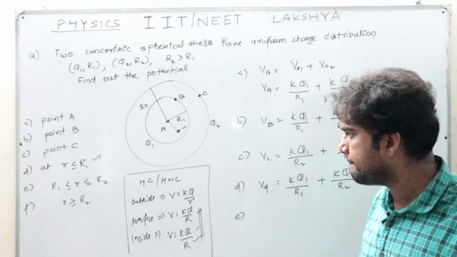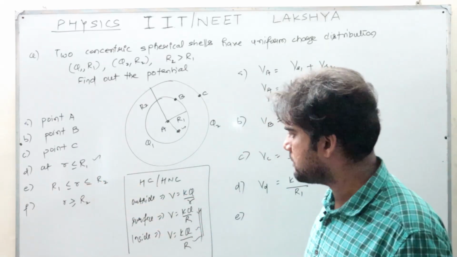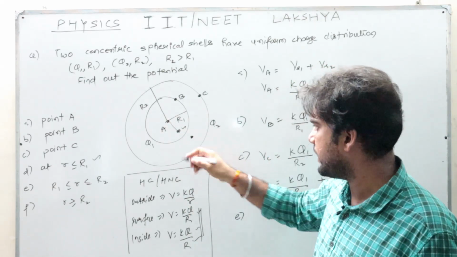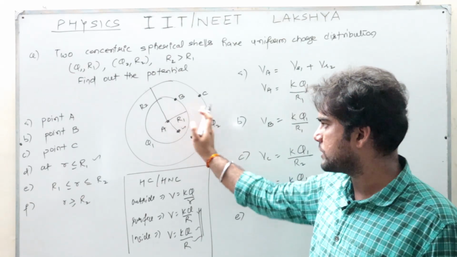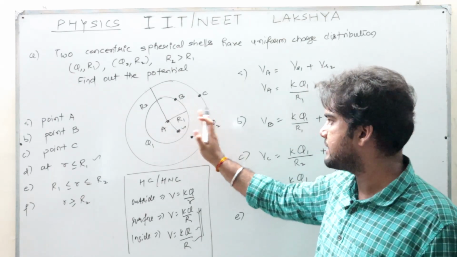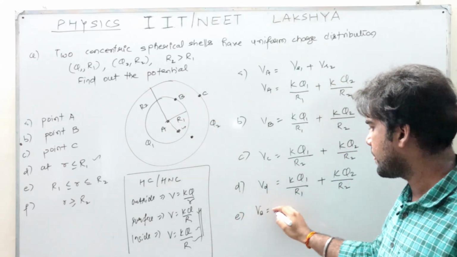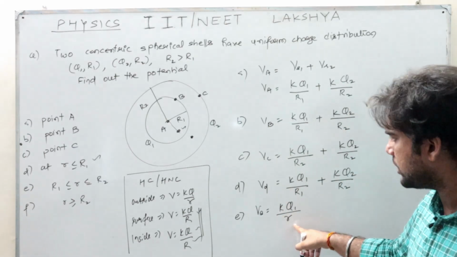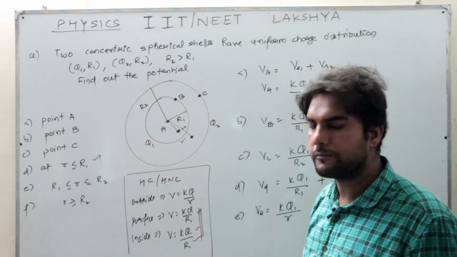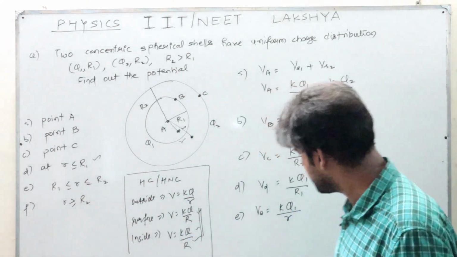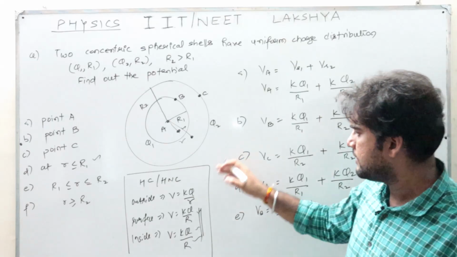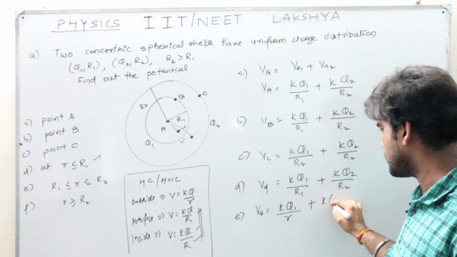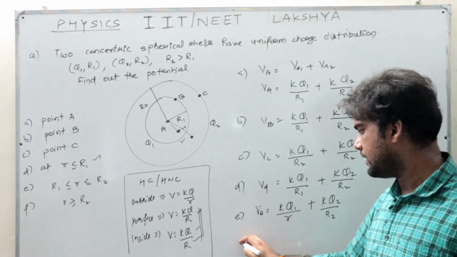E. r is greater than R1 but smaller than R2, somewhere here. This point is acting as the outside point for the first sphere but the inside point for the second sphere. Outside, what is the formula? kq by small r, so kq1 by small r. I am not writing R1 or R2 because it is given that this distance is small r. Plus it is acting as an inside point for the second sphere, so the formula is kq by capital R, so kq2 by R2.